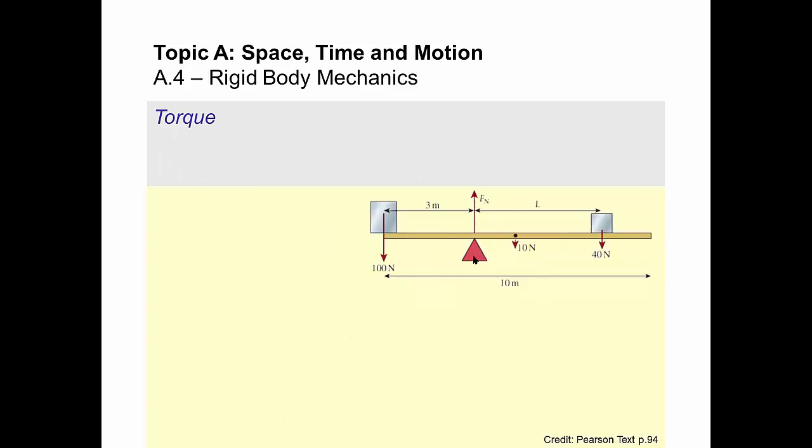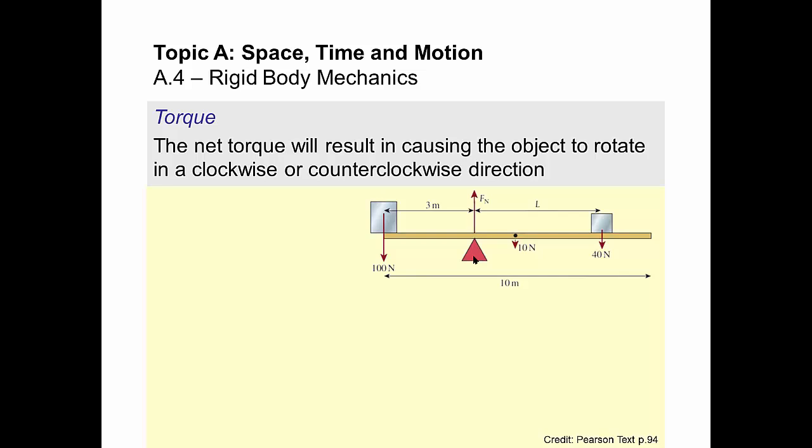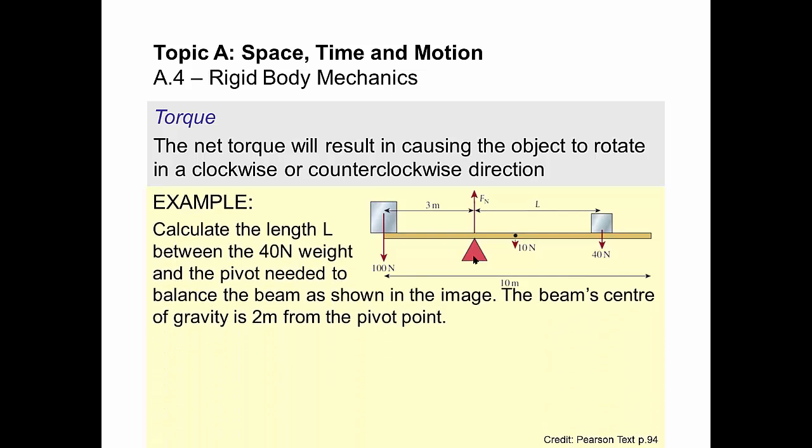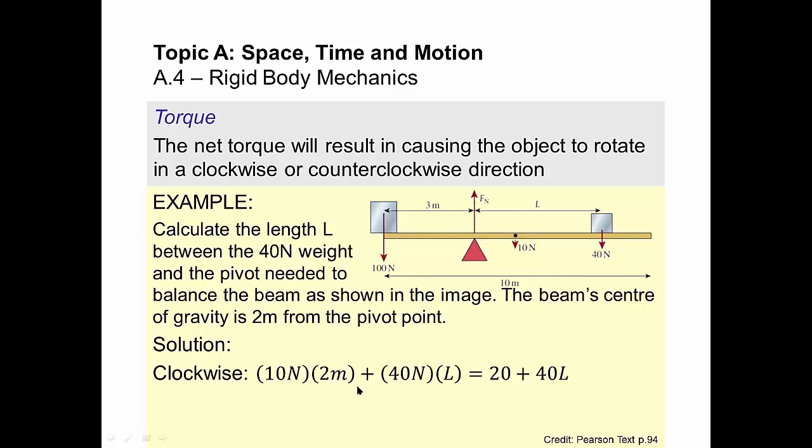Let's look at another example here. The net torque will result in causing the object to rotate in a clockwise or counterclockwise direction. So here's an example. Calculate the length L between the 40 newton weight and the pivot needed to balance the beam as shown in the image. So here again it's balanced, so the clockwise and anti-clockwise torques are going to be equal. So the solution is clockwise, we have 10 newtons times by 2 meters, because we're told that it's 2 meters from the pivot point.